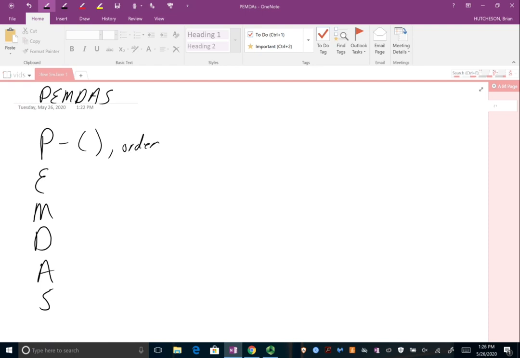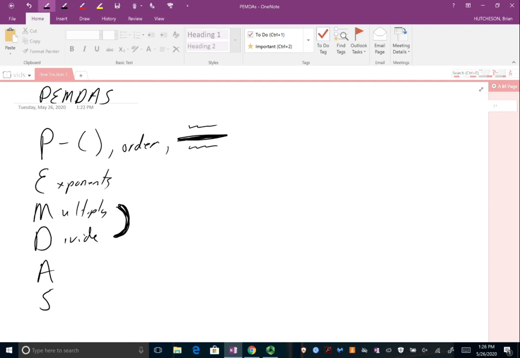Brackets, the big fraction bar, right? A big fraction bar where we have stuff on top and stuff on the denominator. Exponents is easy. Multiply, divide. But you got to know that these two things, it doesn't mean that multiply always happens before division, right? They're actually kind of tied together.